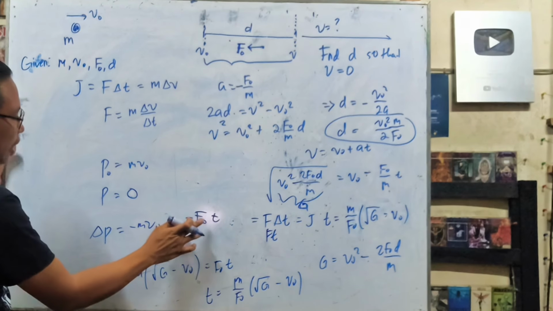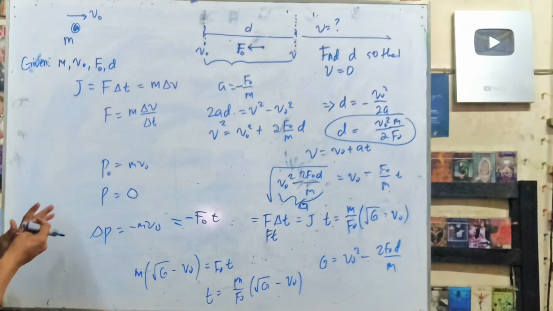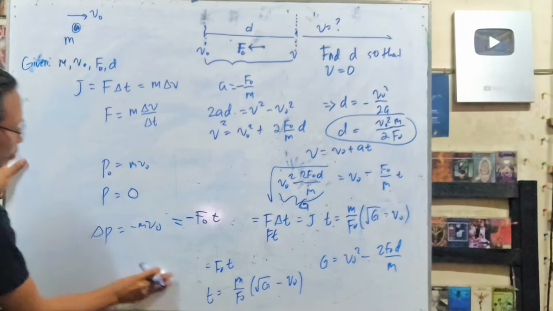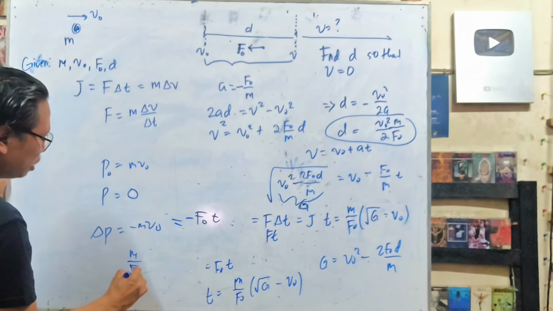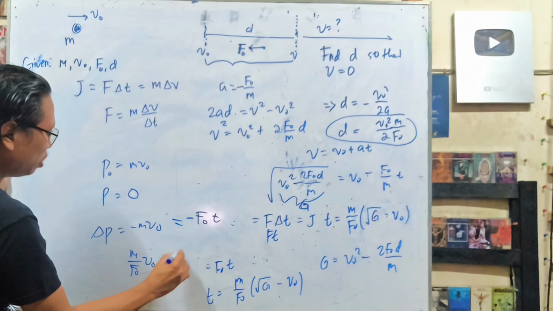So, and what is f naught? Okay, f naught is given. So t is just equal to m over f naught v naught, and that is equal to t.